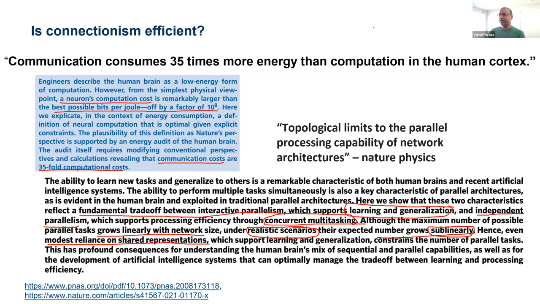Sometimes, if there's a shared representation, the number of parallel tasks which the network can do grows sublinearly. There's a trade-off. It's not as if just because we have a whole bunch of massively parallel neurons and synapses, we have high-level parallelism. So these are some arguments from the skeptics of the spiking neural network paradigm. And these are all good pros and cons. And this is a very active area of research.